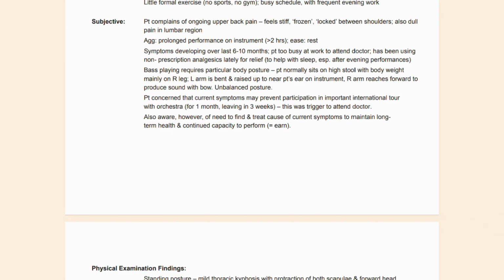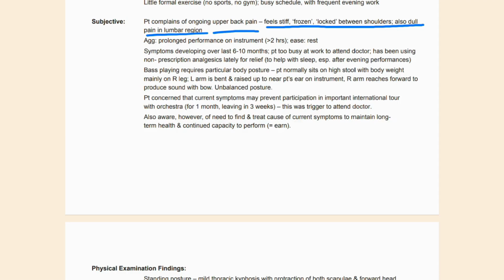From the subjective details and the physical examination findings, these are very important for this letter. So in the subjective details, what are the details we need to select? First of all, we can read the subjective details, what is written here. Patient complains of ongoing upper back pain, feels stiff, frozen, locked between shoulders. Also dull pain in lumbar region. That is the presenting complaint for this patient. The patient reported to the physiotherapist having back pain, frozen, locked between the shoulders, and pain in the lumbar region.